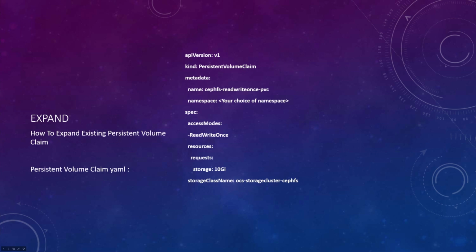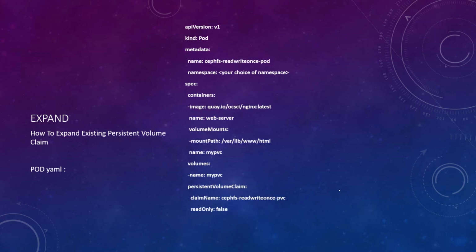So first of all, let's look at the expansion use case. This is the YAML file to create a file system persistent volume claim. You can do the same thing if you're interested in block storage as well, by simply replacing the storage class name at the end of this YAML file. So here we are going to create a read write once access mode persistent volume claim with 10 gigabits of size.